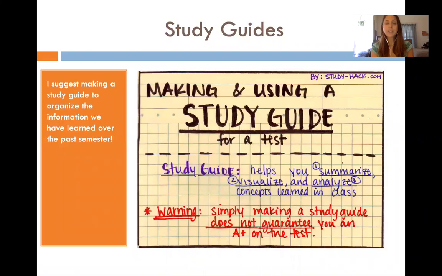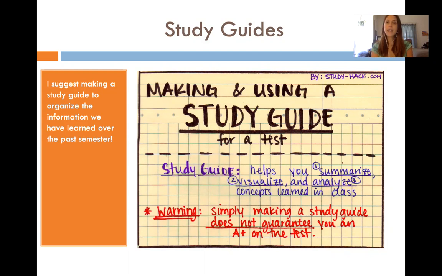Oh yeah, so before we begin, I suggest making a study guide to help you organize the information that we have learned. Our final exam is over the entire semester. As I've just said, it's over 5 topics. It's a lot of information, but making a study guide can help you organize all of the information both in your brain and on paper. A study guide you can create in any way that suits you.